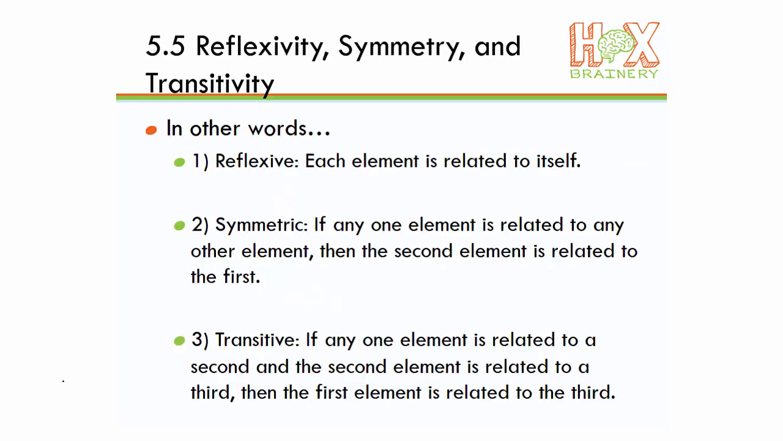So in other words, informally, reflexive means that each element is related to itself. Symmetric means that if one element is related to another element, then that second element is related back to the first. And transitive means that if any one element is related to a second, and that second element is related to a third, then the first element is related to the third.